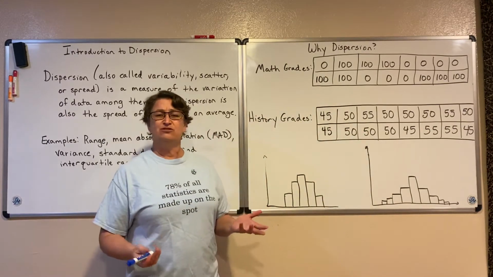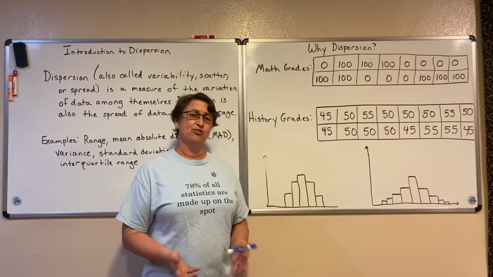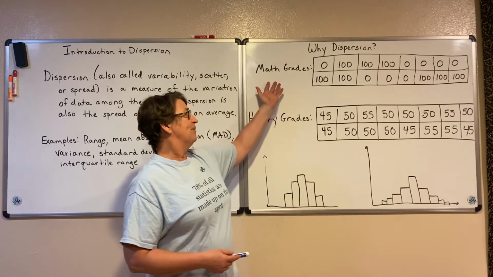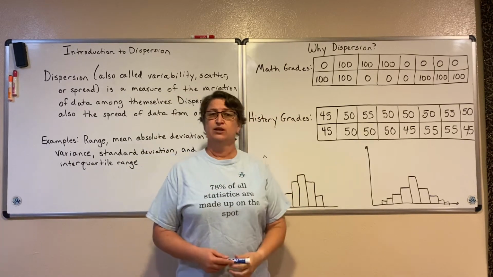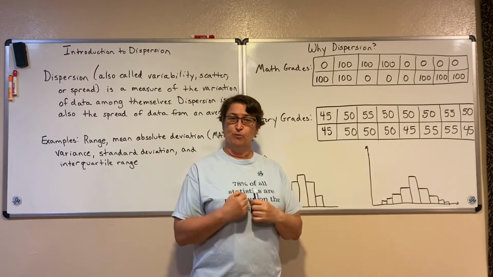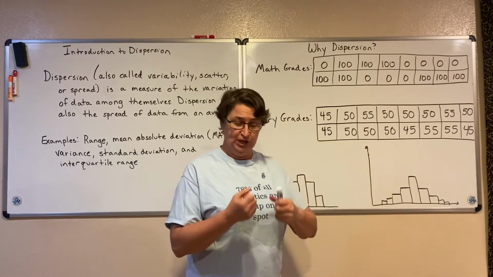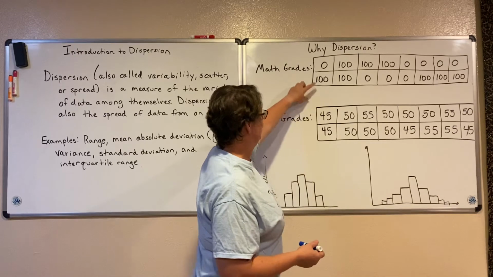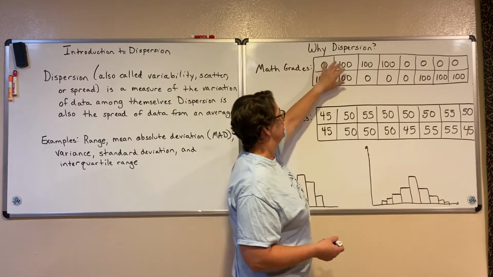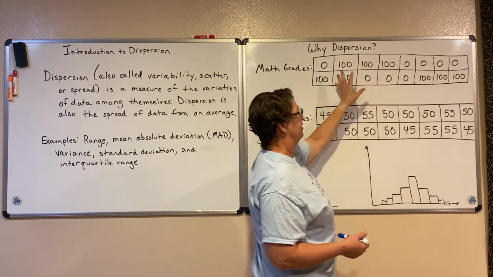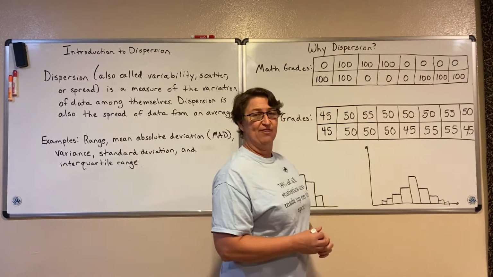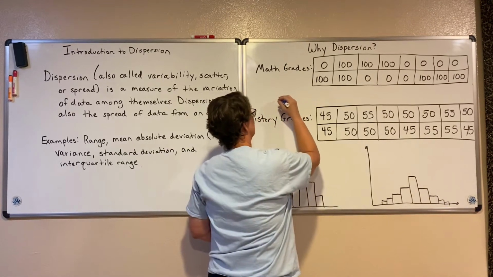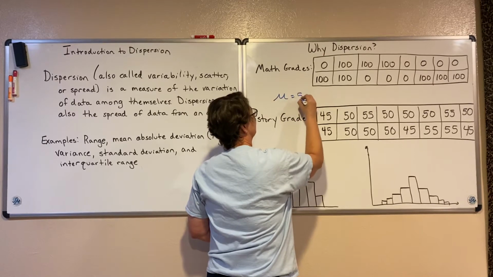So why is dispersion important? Why do we care how spread out the data is? Well, let's look at an example here. Here's my kids' math grades and my kids' history grades. As a parent, I get their report card, which shows a parameter. It shows the average of their grades. If I take all the 100s and add them with the zeros and then divide by the number of numbers I have to find that mean average, I would get 50. So his average in his class is 50.